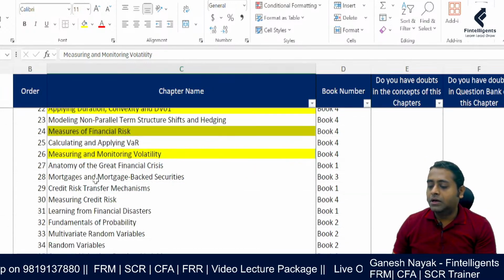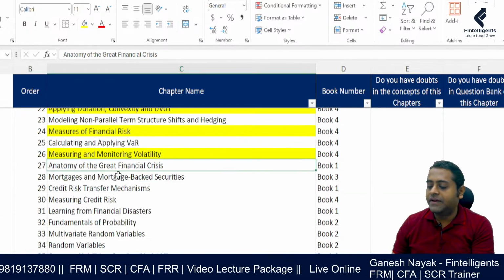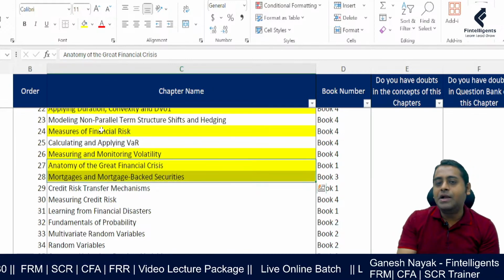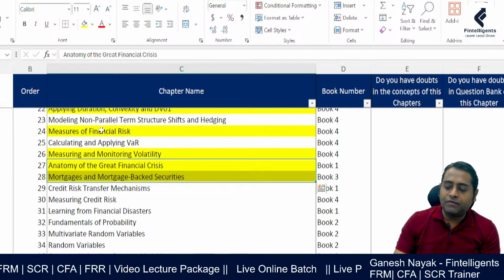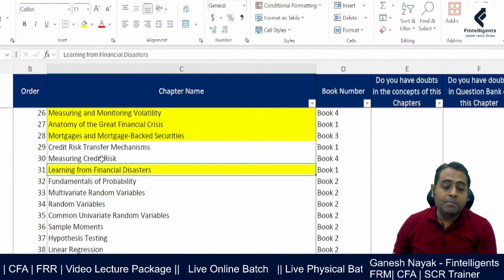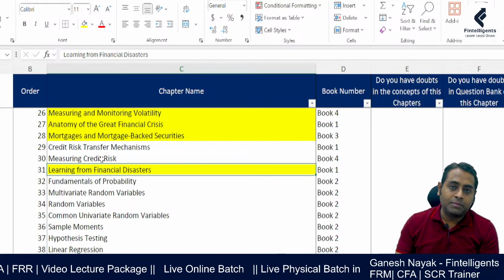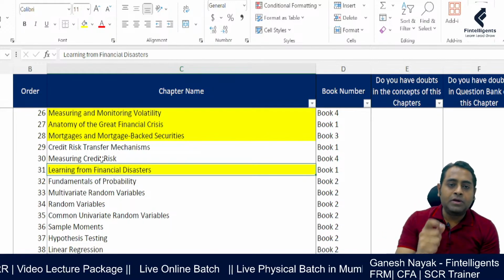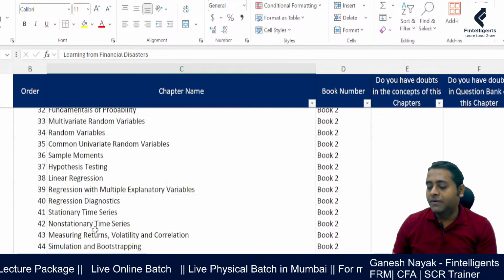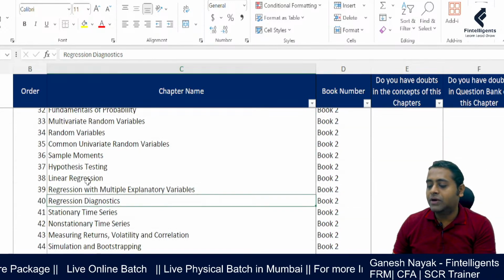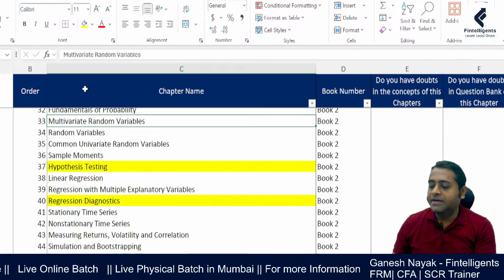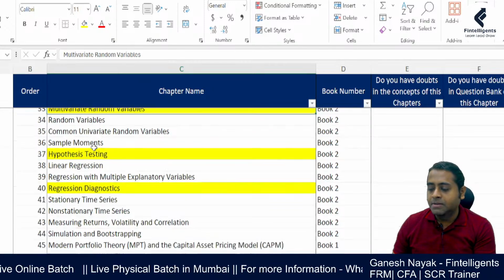Then look at anatomy of the great financial crisis and mortgage and mortgage-backed security. Both are connected chapters. Read them properly for the exam. Then learning from financial disaster. Most testable concepts will come from here. They have case studies in this chapter. Read those case studies properly. Next, you will find regression diagnostic and hypothesis testing, most testable. The multivariate random variable is also testable.